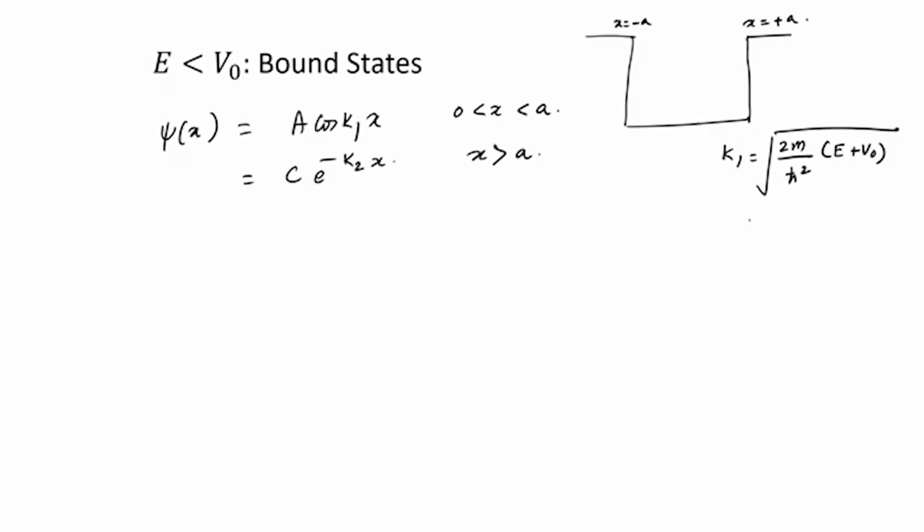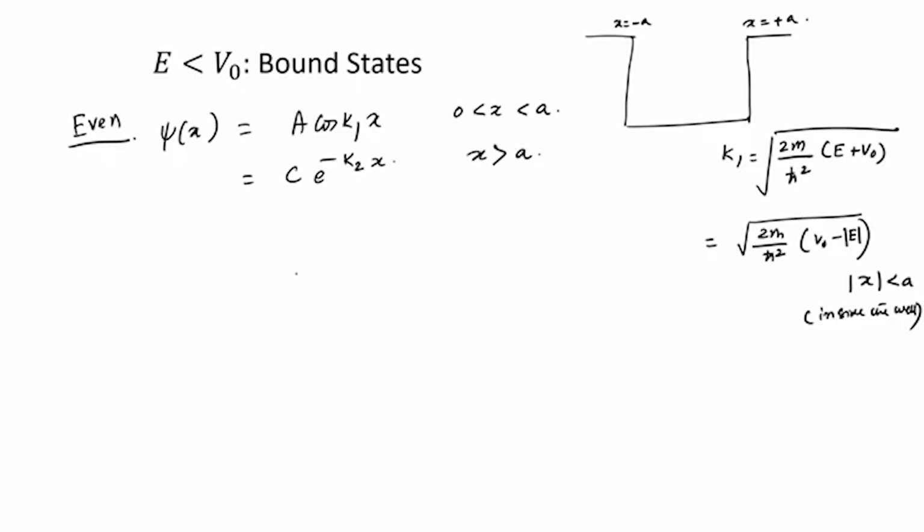Or you can also write it as 2 m by h cross square V naught minus E, where this E is actually negative. So, I have taken a mod of E, and this is for within the well. So, that is like mod of x is less than a, which means that we are talking about inside the well. Okay, so these are the solutions, and so these are the even solutions, because now we have even and odd solutions.